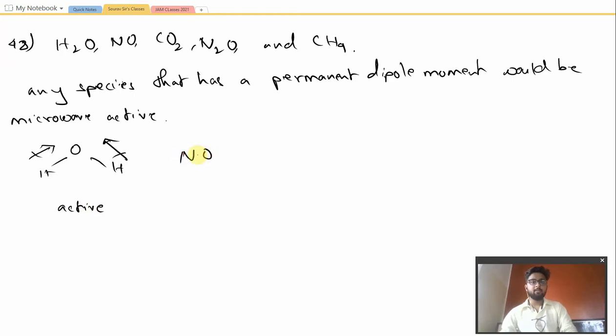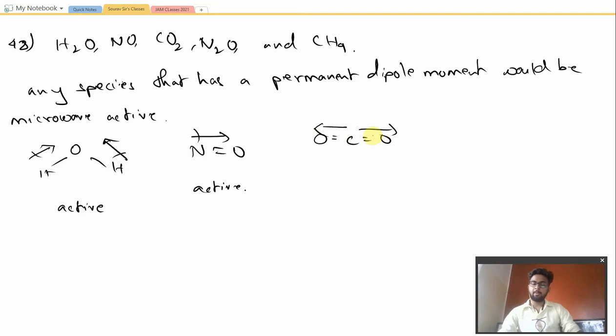NO has an N double bond O, maybe plus, maybe minus, we don't know. But this has a dipole moment towards oxygen. So, therefore, this one is also active. Now, carbon dioxide. This is microwave inactive, but IR active.